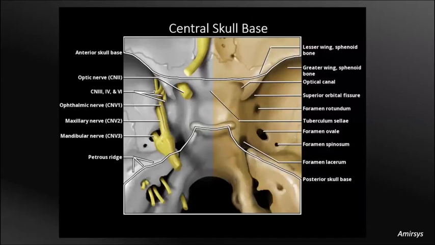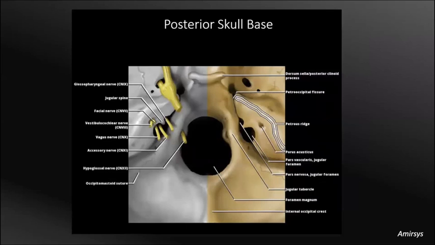Here's a graphical depiction of the central skull base, and so you can see that it extends from the anterior clinoid process to the dorsum sella and the petrous ridge, and it transmits cranial nerves 2, 3, 4, 6, and 5. And finally, the posterior skull base is shown here. It extends from the dorsum sella to the occiput and transmits several cranial nerves as shown here.